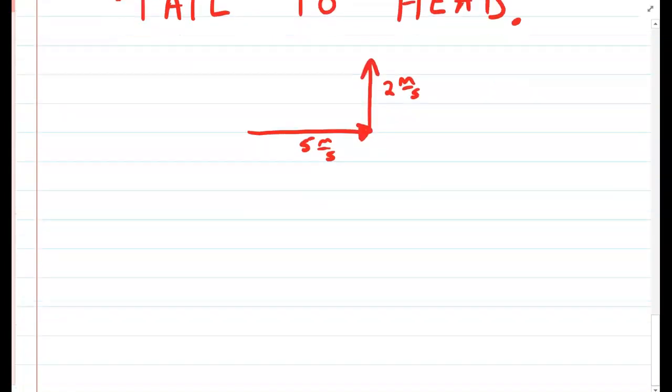Now, to get my answer, the answer is called the resultant. What I do is I draw a line from where I start to where I end up. This is called the resultant. That's my final answer, the resultant. Now, if you haven't noticed, we just made a right triangle. And because this is a right triangle, the hypotenuse here is this thing called the resultant.